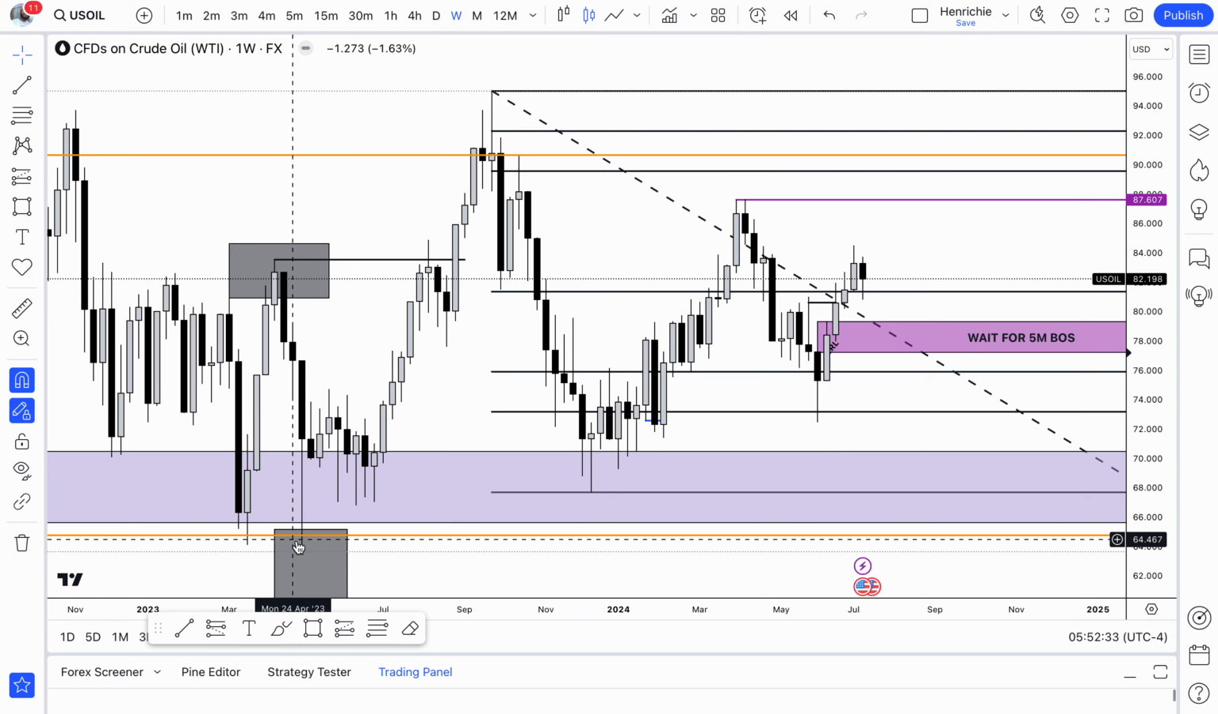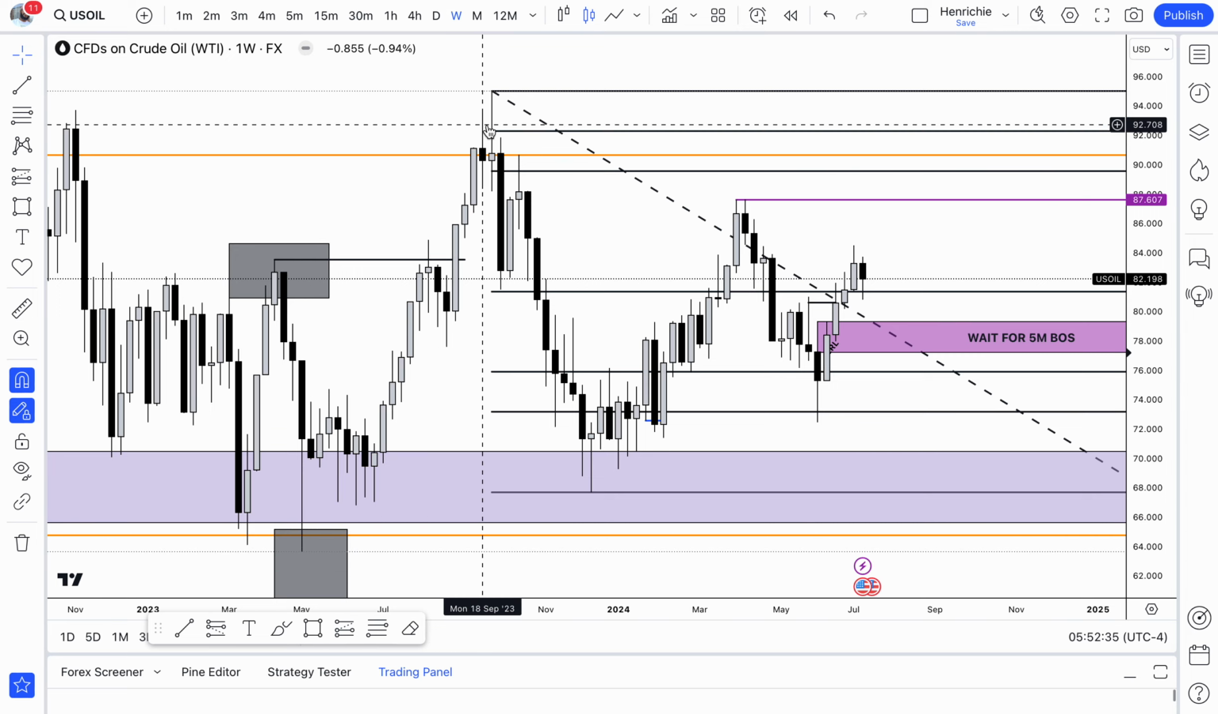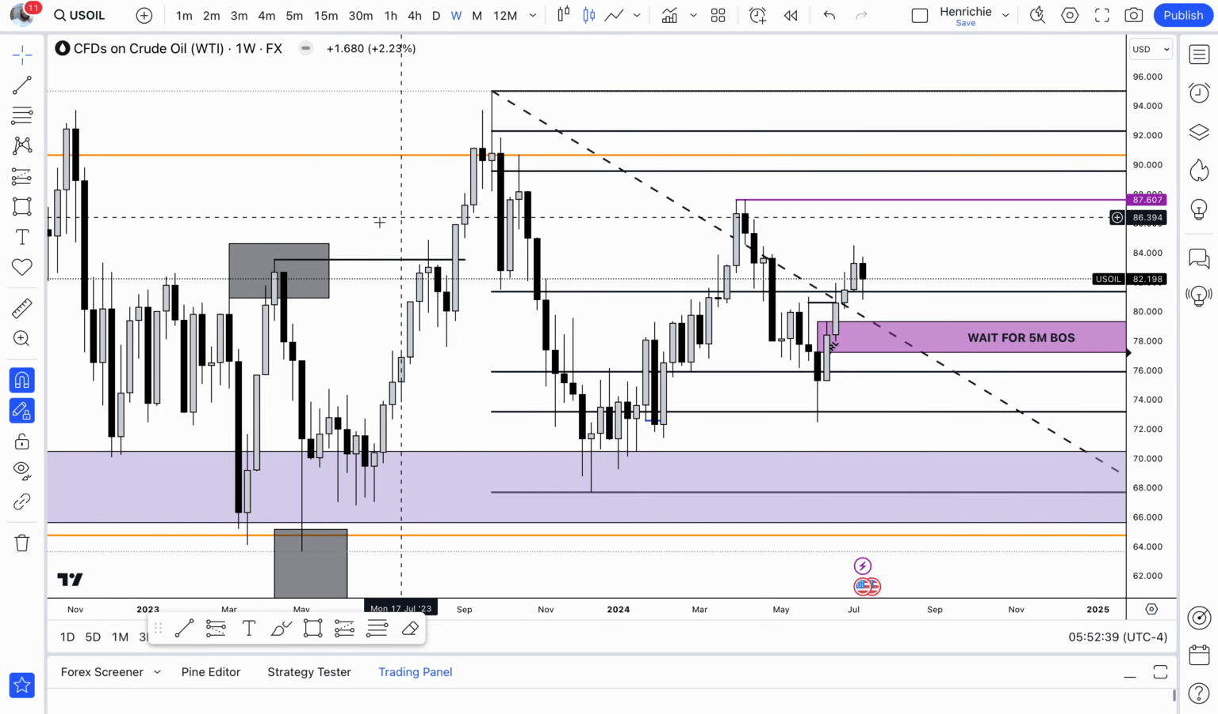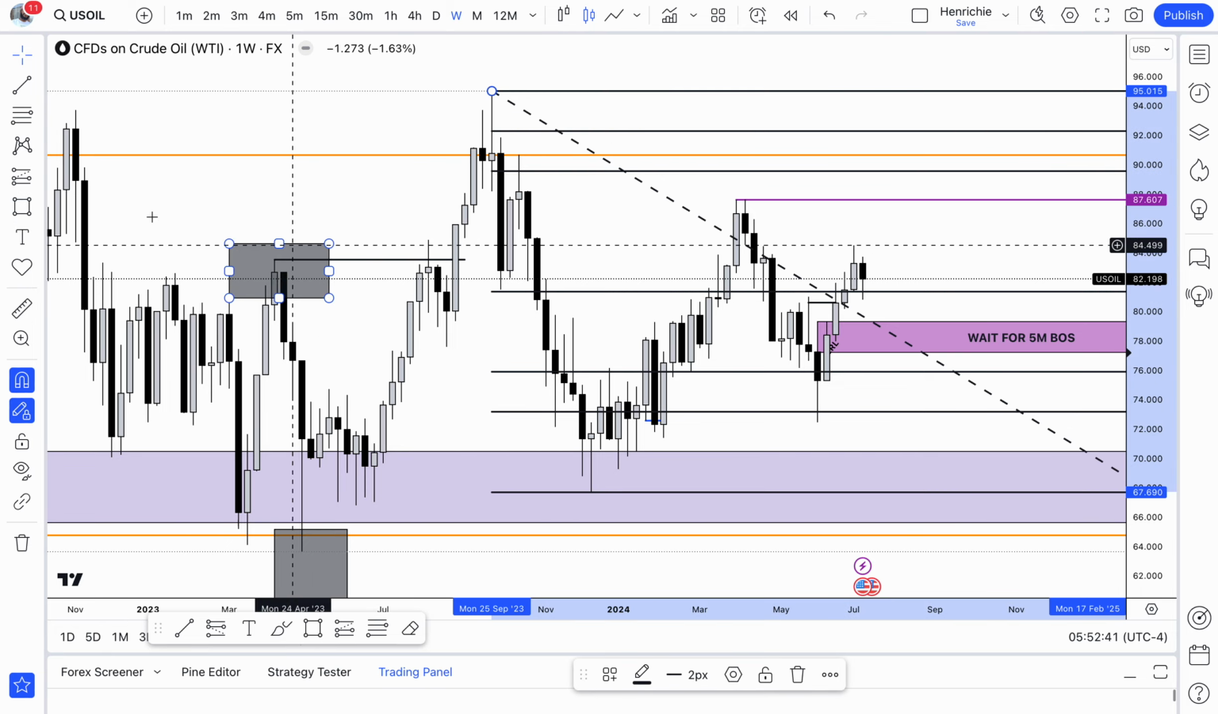The institutions use this opportunity to accumulate long positions. And look what's resting right here after an expansion to break structure. Now let me show you something beautiful.